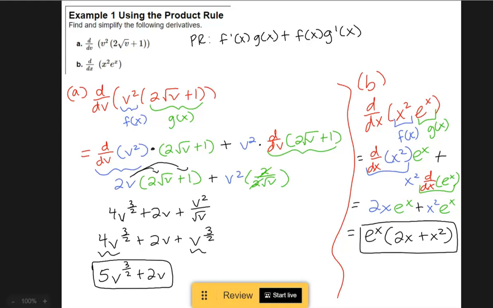Okay, so that's just the basics beginning of product rule. So I'm going to do a separate video for the basics of quotient rule, and then we will be doing a second lesson on this as well.